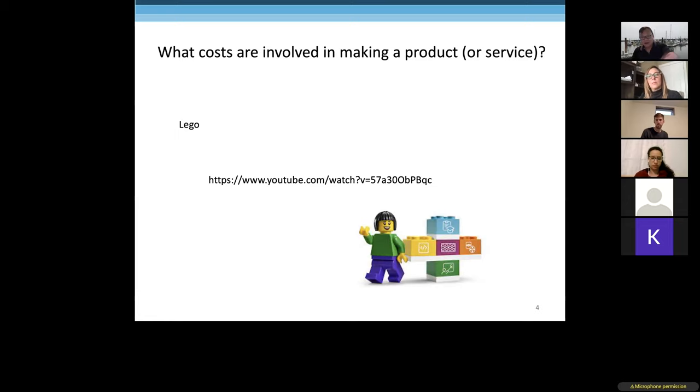Take Lego. I have two boys, and they are big fans of Lego. For those of you who are parents with little ones at home, I'm sure you know Lego, and you know how expensive Lego is. So the question makes you wonder, if you just look at Lego, what is the cost of these Legos? I'm going to show you.